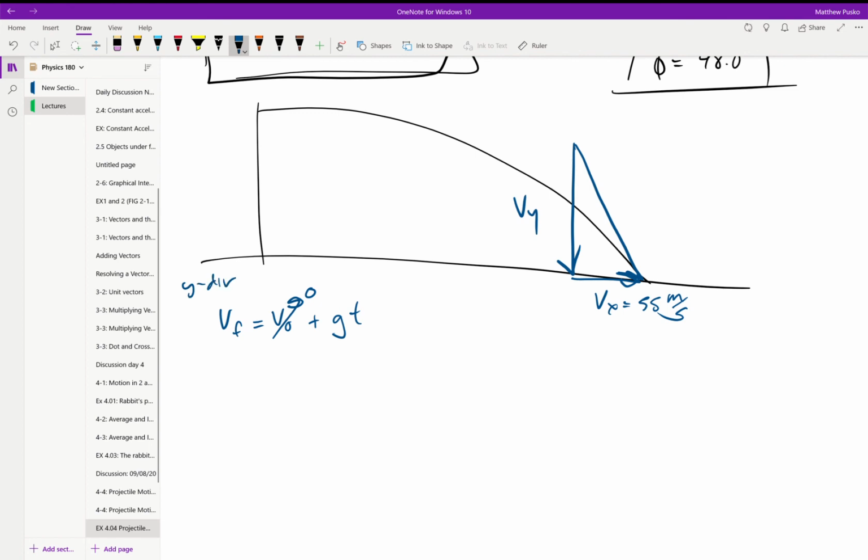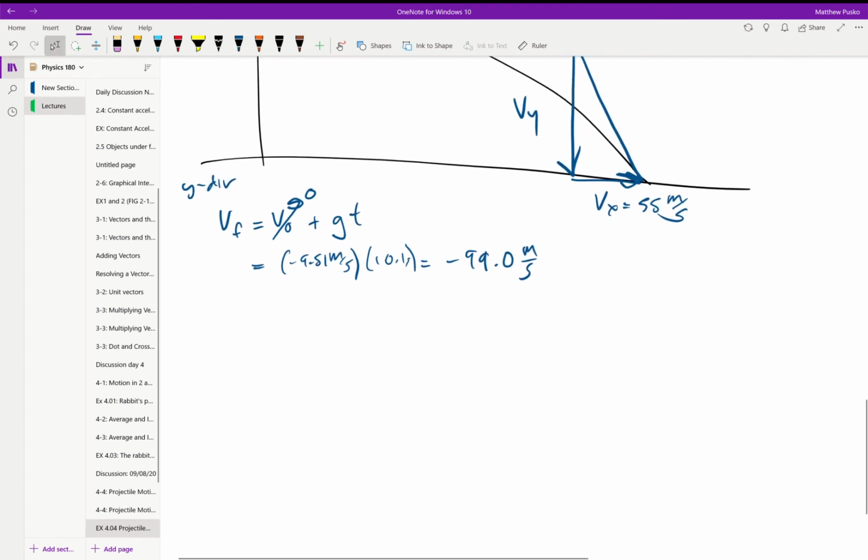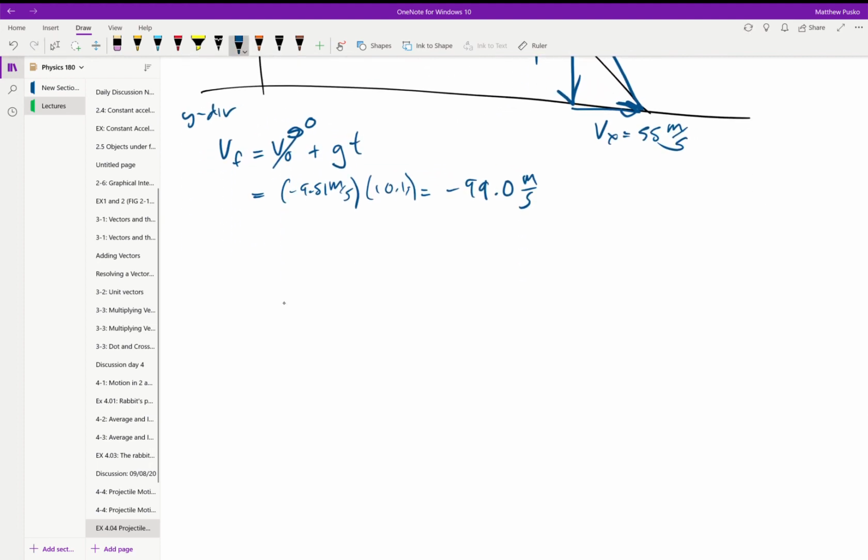And we can say that it is equal to just the negative 9.81 meters per second squared times 10.1 seconds that it was in the air. So we get a negative 99.0 meters per second. So it was at rest, now it's not. And we can resolve this vector. This is the final velocity vector. We have a negative 99. We have a 55. We could figure out this angle right here, and we could figure out the magnitude, right?